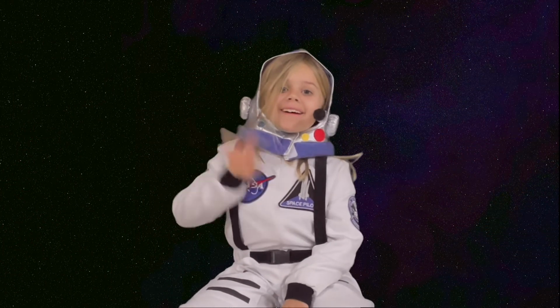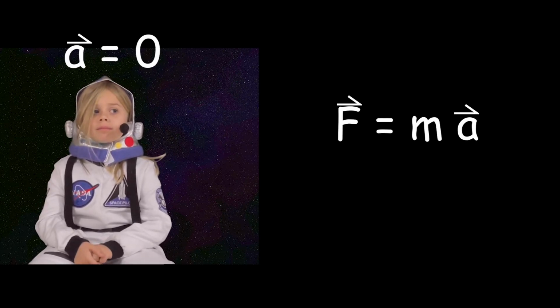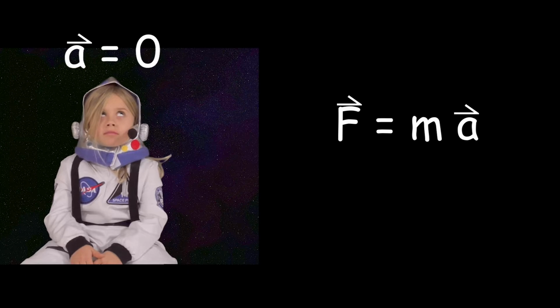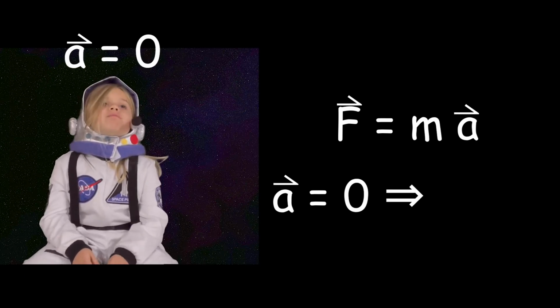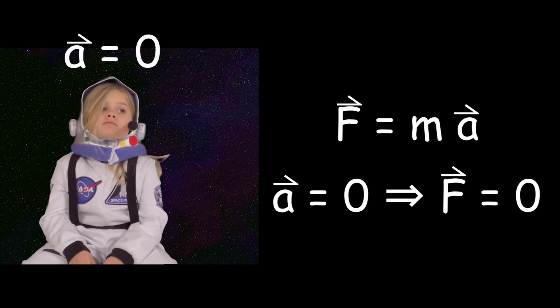Alright. So let's imagine now we have an astronaut floating in space with zero acceleration. What does that mean the net force on the astronaut is? Well, let's check our equation sheets. Force is equal to mass multiplied by acceleration. Therefore, if acceleration is zero, net force is also zero.